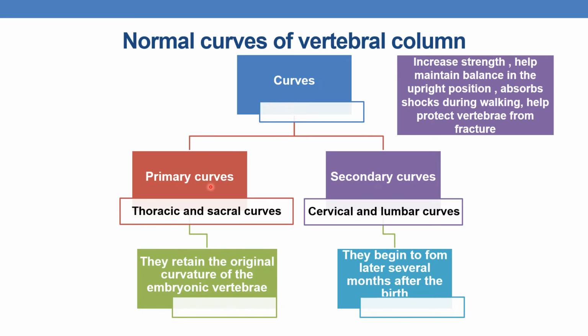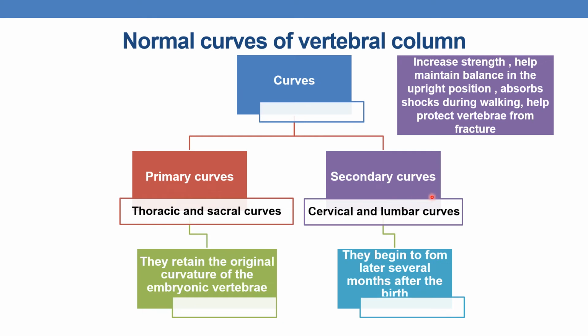They are of 2 types, primary curves and secondary curves. Primary curves are the thoracic and sacral curves because they retain the original curvature of the embryonic vertebrae. For that reason, they are called primary curves.